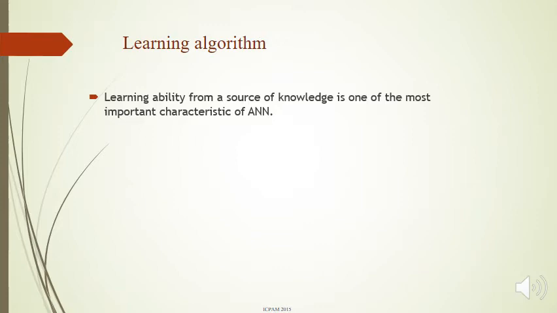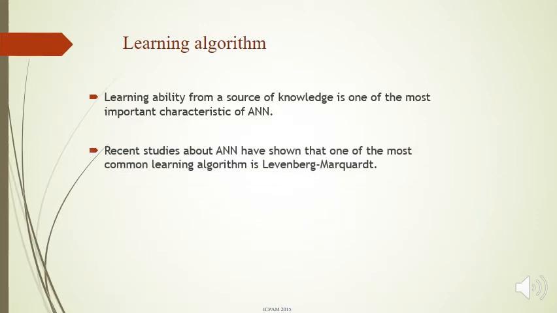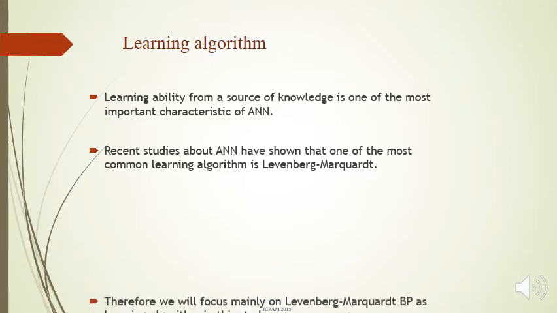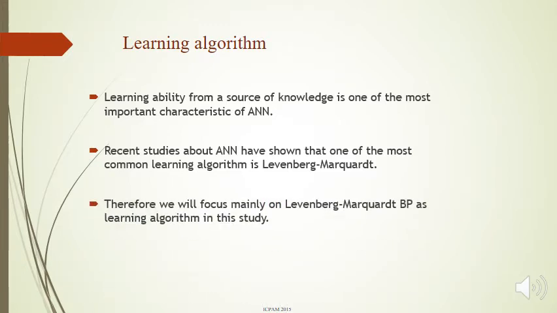Learning ability from a source of knowledge is one of the most important characteristics of artificial neural networks. And recent studies about artificial neural networks have shown that one of the most common learning algorithms is Levenberg-Marquardt backpropagation. Therefore, we will focus mainly on the Levenberg-Marquardt backpropagation algorithm as the learning algorithm in this study.